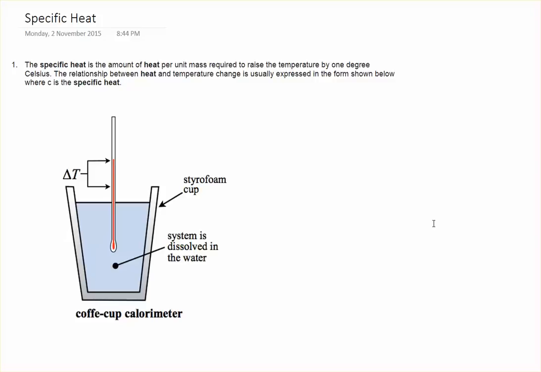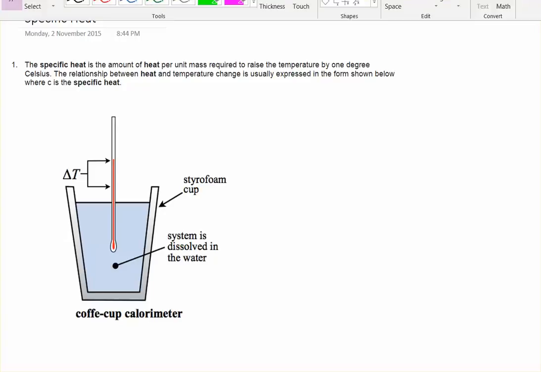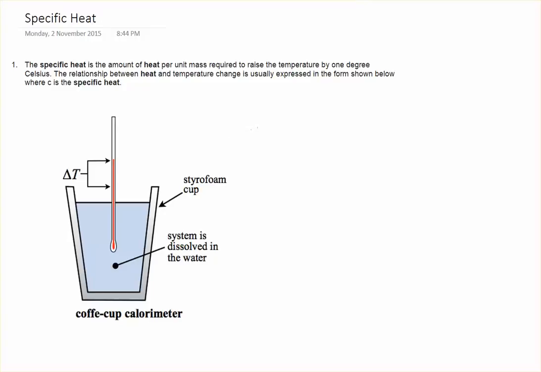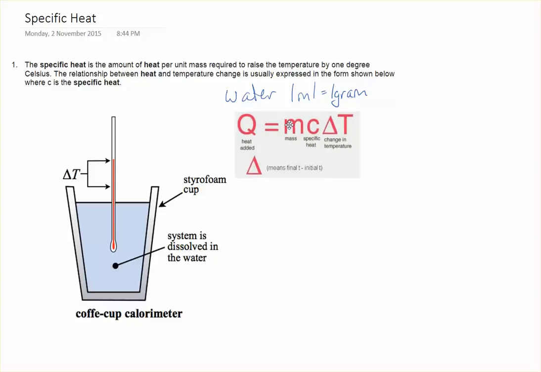So the specific heat is the amount of energy that's required to change 1 gram of water, or 1 milliliter of water, by 1 degree Celsius. For something like water, 1 mil of water equals 1 gram. The equation for the specific heat of a material is Q equals mc delta T. It's also referred to as Q equals mcat, just to make it a bit easier to remember.